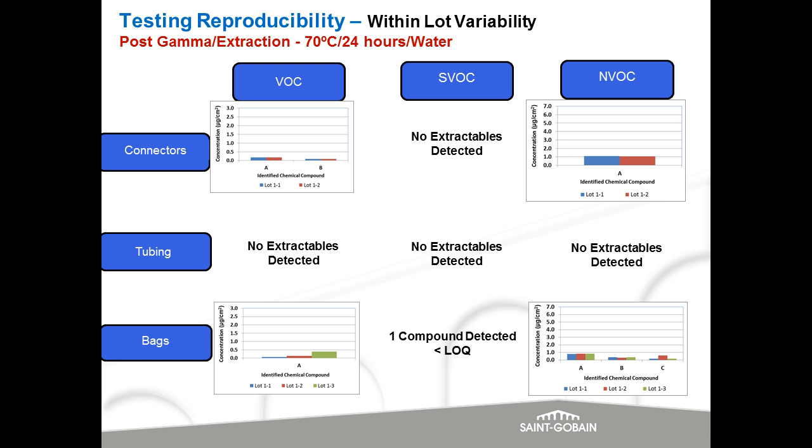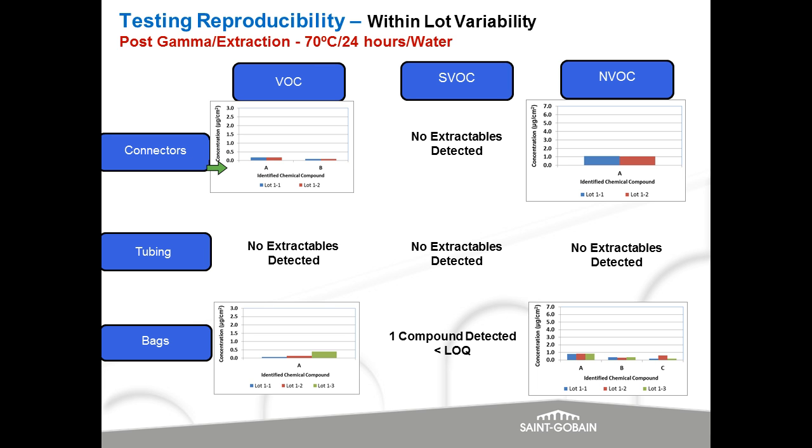If we move to within lot variability, this is the same testing. For these we had a connector, a tubing, and a bag. And for each of these tests, we took the same lot of material and did 3 different extractions on it. So this is really showing as closely as we can manufacture how our extraction method varies.